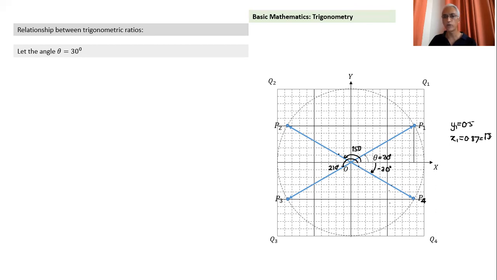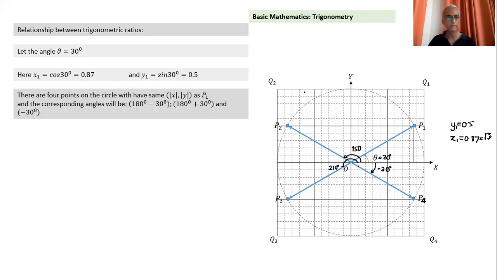So all of them have the same magnitude of x and y coordinates, so their sine values and cos values are related. Can we find the relationship? So x1, cos 30, is equal to 0.87. We have written it already. y1 will be equal to sine 30, which is 0.5. We can read it from the graph. So there are 4 points here. Which are the 4 points? 180 minus 30, 180 plus 30, and minus 30. That's what is written here. These are the 4 points.